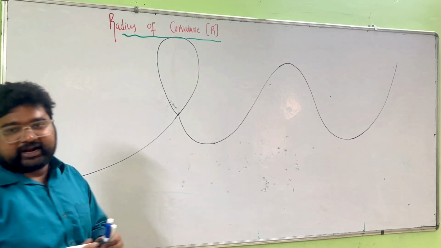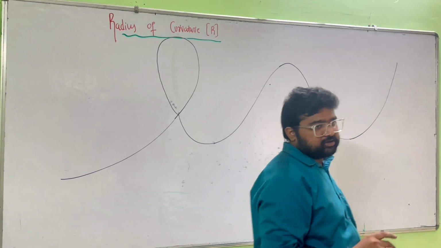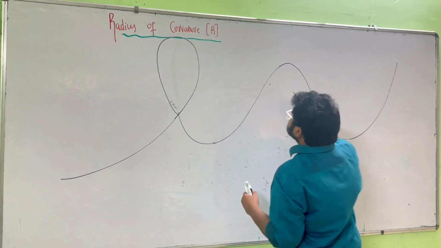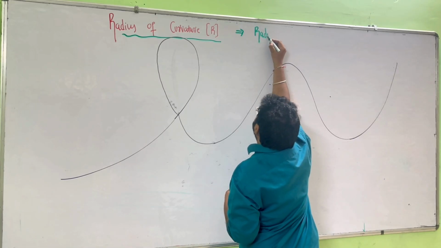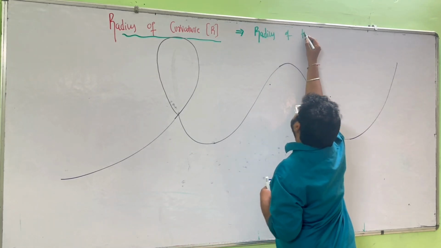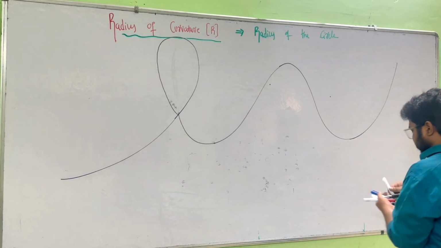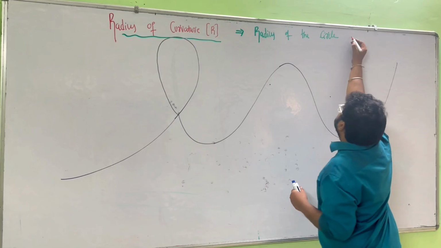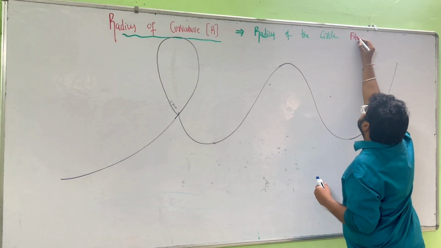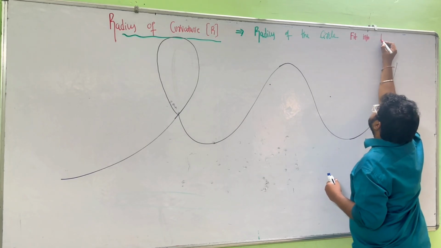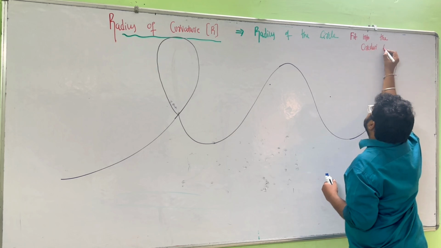Radius of curvature, write down: the radius of the circle that fits into the arc. Radius of the circle fit into the circular arc.